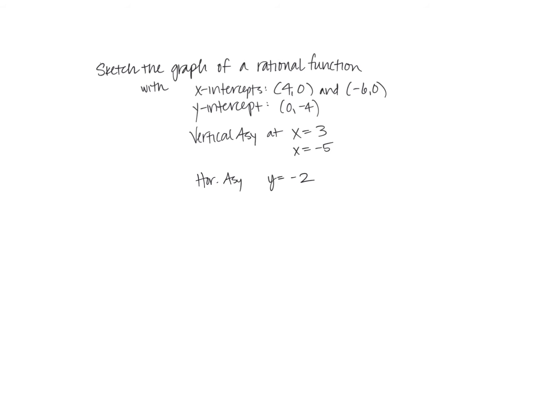All right, so if we're going to sketch the graph of a rational function with these characteristics, the first thing I'm going to start with is drawing my x and y axes. And then I'm going to plot my x-intercepts, which are these 2 points here. And actually, I'm going to put a little more detail on my axes.